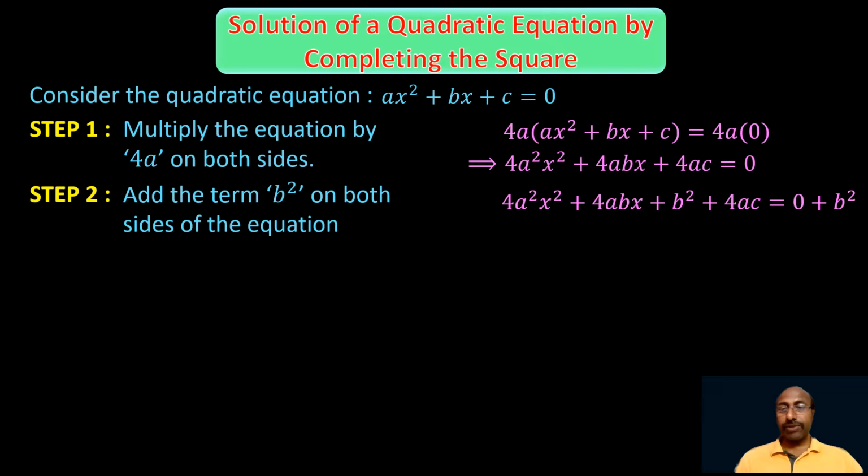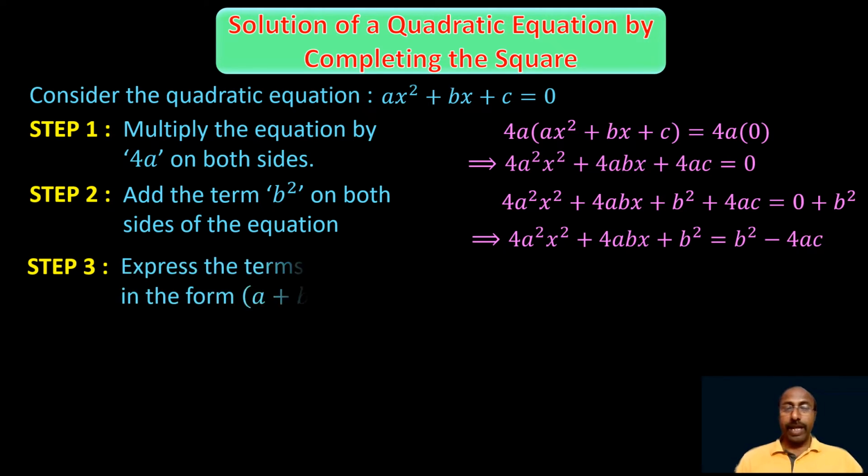4a square x square plus 4abx, I am adding b square on the left side, plus 4ac is equal to 0 plus b square, that is adding b square on the right side also. Now 4a square x square plus 4abx plus b square, and transposing 4ac to the right side, on the right side we get b square minus 4ac.